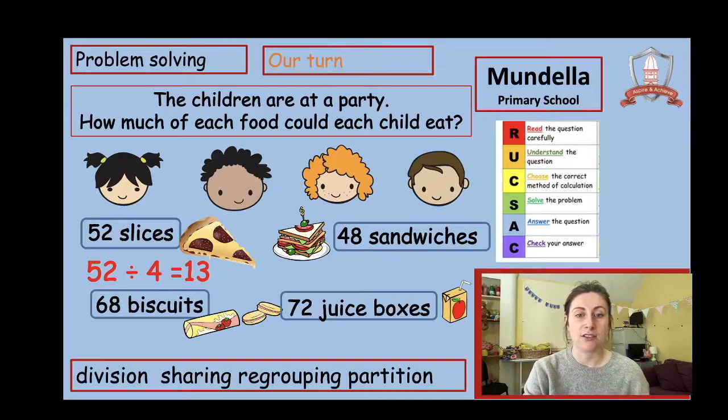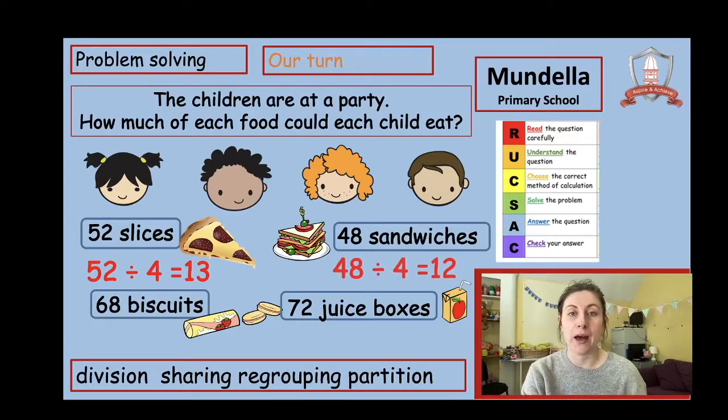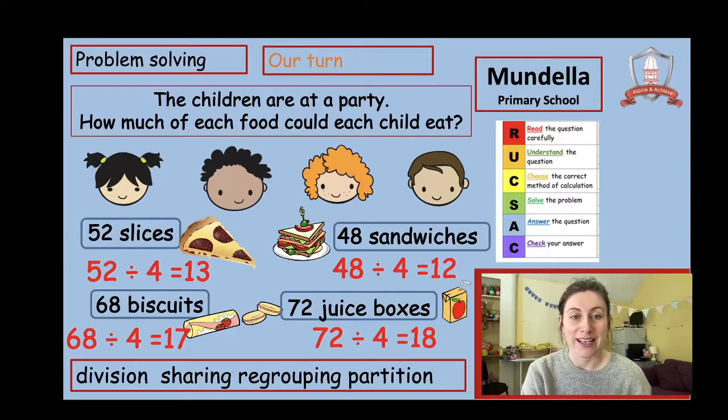Let's see how you did. So 48 divided by 4 is 12, 68 divided by 4 is 17, and 72 divided by 4 is 18. That's a lot of food for these children to eat.